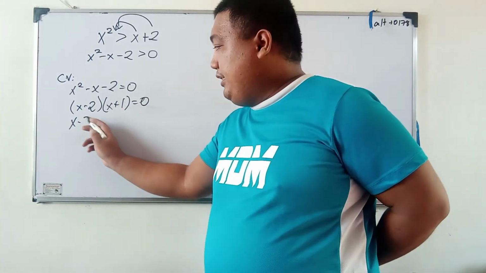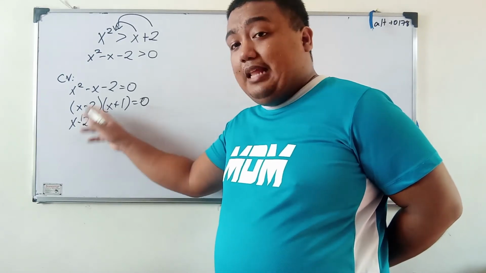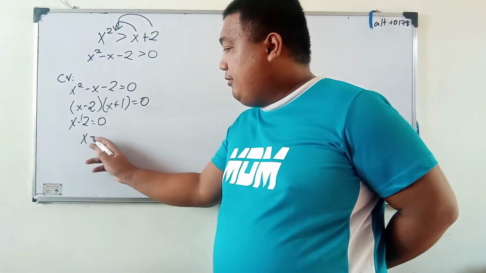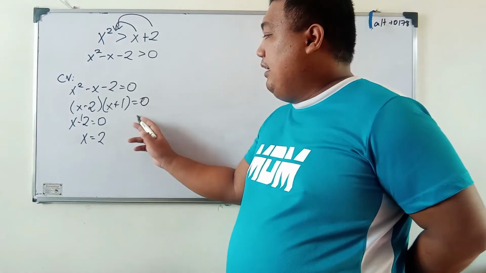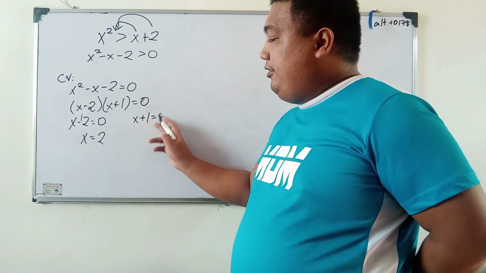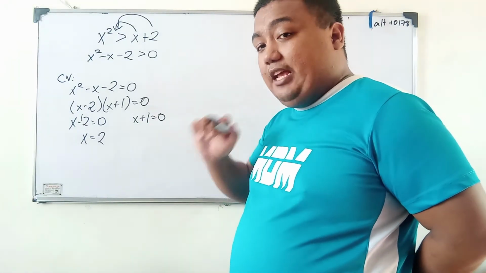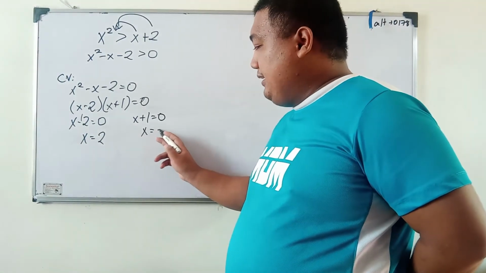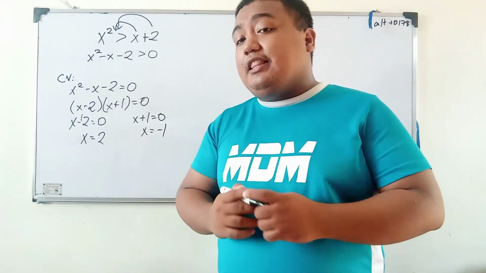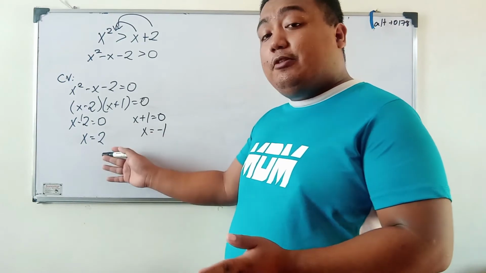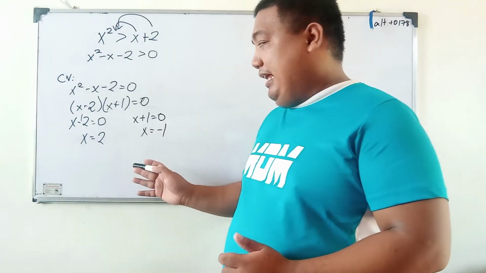So, x minus 2 is equal to 0. Put negative 2 on the other side, so x equals 2. x plus 1 is equal to 0. Put 1 on the other side of the equation, x equals negative 1. So our critical values are x is equal to 2 and x is equal to negative 1.